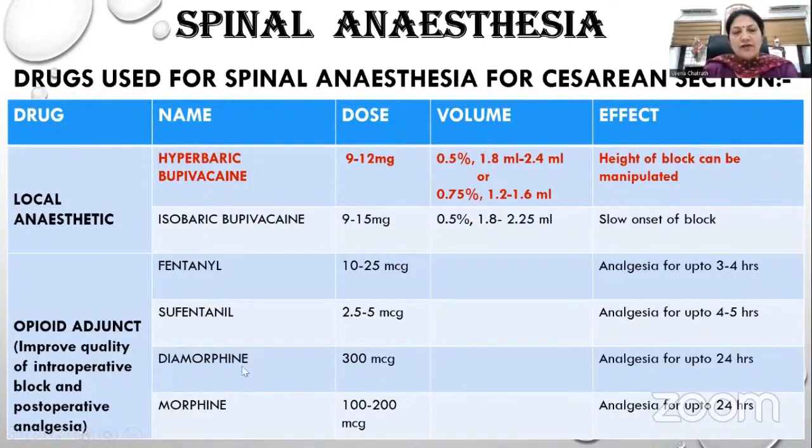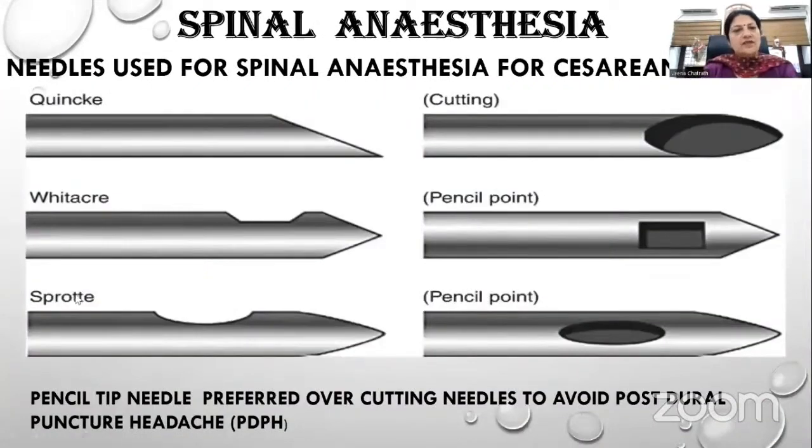Diamorphine is not readily available in our country, and we have to be cautious when we are giving morphine, because it can lead to maternal and fetal respiratory depression in the postoperative period. So these are various kinds of needles which can be used. These are Quincke, known as cutting needles, and pencil point needles like Whitacre and Sprotte, which are preferred over the cutting needles to avoid post-dural puncture headache.